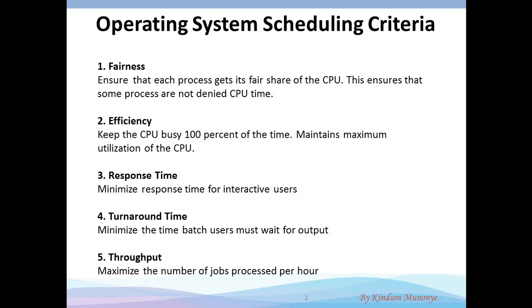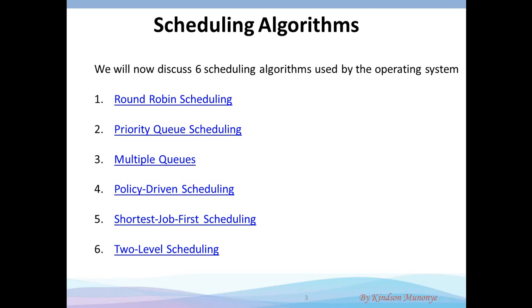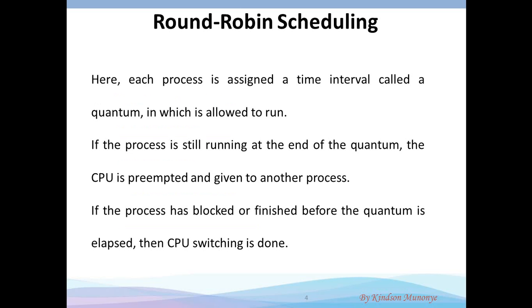So let's now look at scheduling algorithms. The CPU uses scheduling algorithms to choose which process is going to run next. I think there are six of them: round robin scheduling, priority queue scheduling, multiple queues, policy driven scheduling, shortest job first scheduling, and two level scheduling. Let's start with the first one, which I think is the simplest, round robin scheduling.